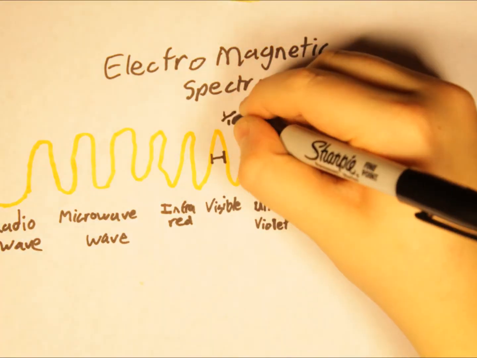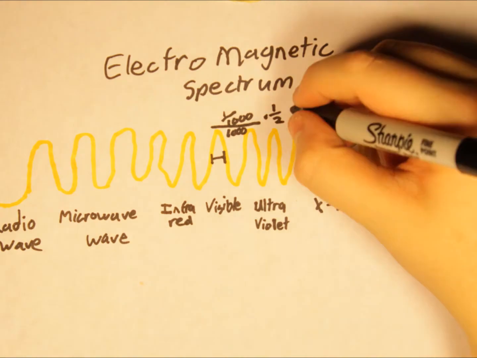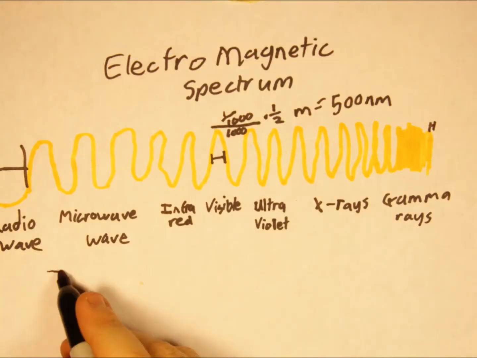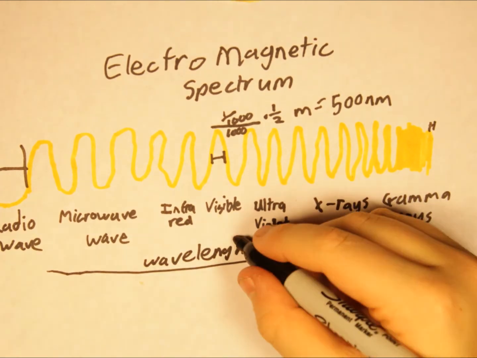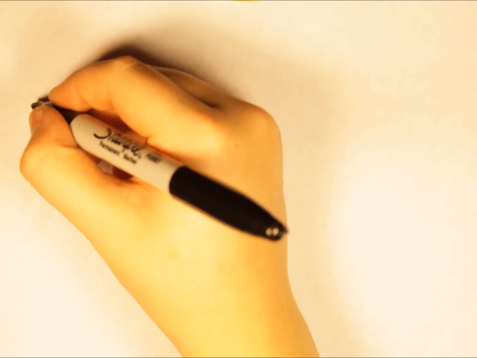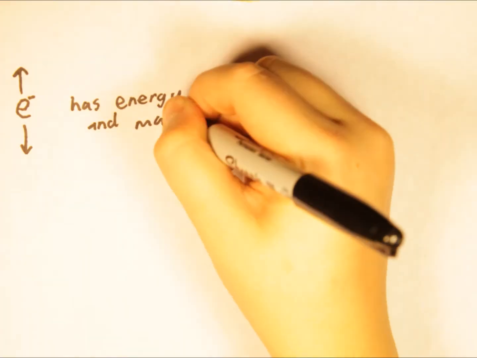Also, as you go from radio waves to gamma rays, the wavelength of the light decreases. The energy that this light has actually increases as the wavelengths get smaller. All of this light exists because of one thing, a changing electric source.